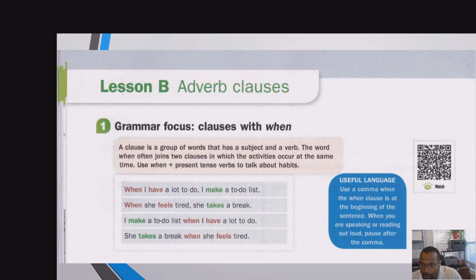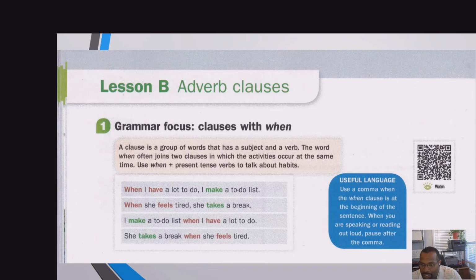The word when often joins two clauses in which the activities occur at the same time, all right? Use when plus the present tense verbs to talk about habits. Alright, so we're going to be using when plus the present tense, or the base verb, to talk about habits. Here's our example. When I have a lot to do, comma, I make a to-do list. Alright, when I have a lot to do, comma, I make, that's your verb, a to-do list.